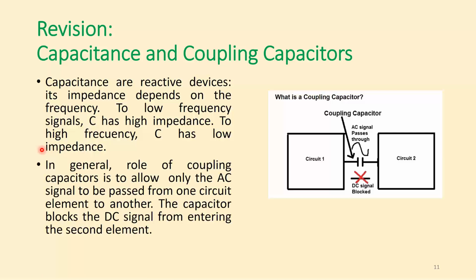In general, the role of coupling capacitors, sometimes you have capacitors added at the end. The role of coupling capacitors is to allow only the AC signal to be passed from one circuit element to another. So if you have a coupling capacitor in the middle, the capacitor blocks the DC signal from entering the second element and only allows the AC signal to pass through.